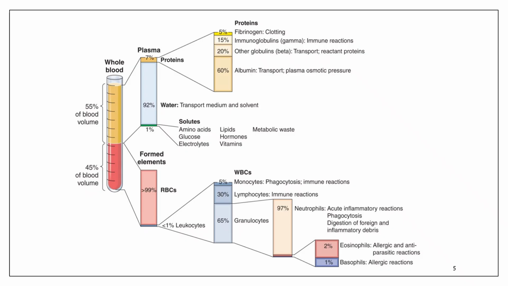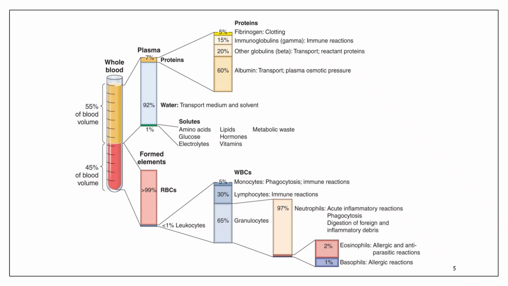And then solutes. These include electrolytes, glucose, amino acids, hormones, vitamins, and metabolic waste. So essentially, plasma is the soup, solutes are the seasoning. Too much or too little of either, and the whole system is off.